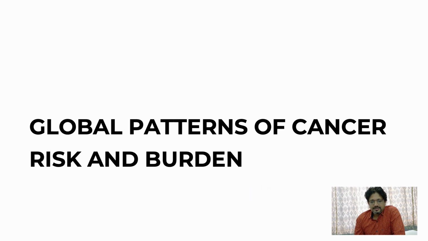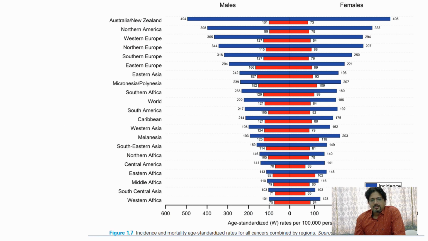So, global patterns of cancer risk and burden. These are just repetitions in different forms. In different parts of the world, we can see that Australia, New Zealand, and North America have high incidence and high mortality. However, in South Central Asia, in our part of Southeast Asia, the incidence is 159 and the mortality is 140. South Central Asia is 103 for incidence and the mortality is 71. In the developed countries, the incidence is high, but the mortality is on the lower side. Similar goes for males and females.